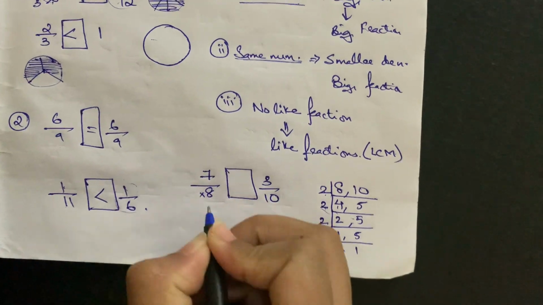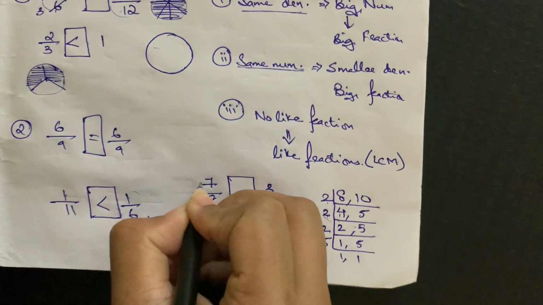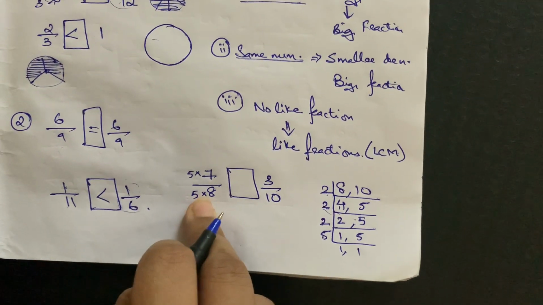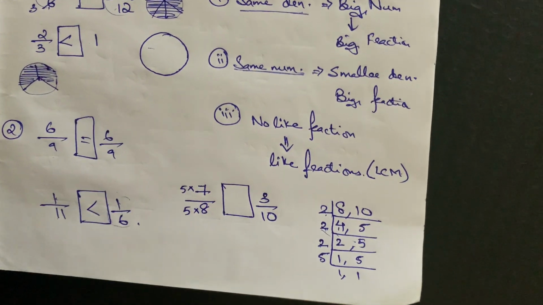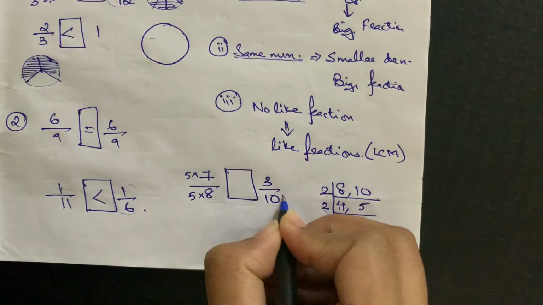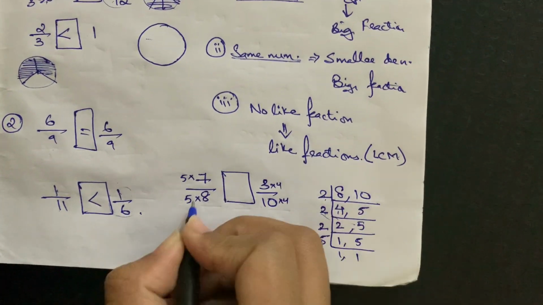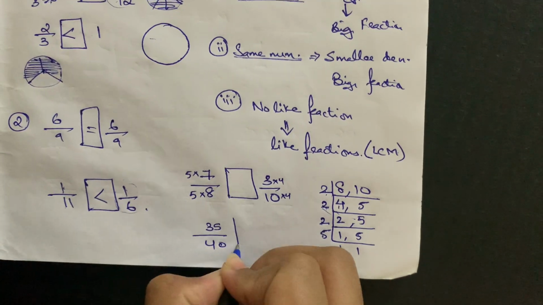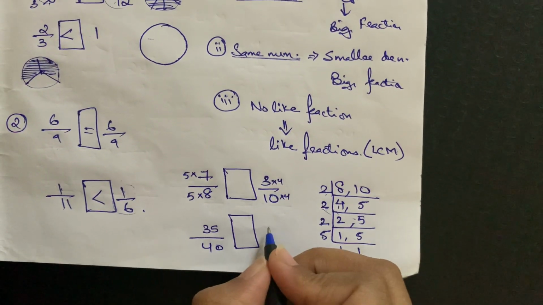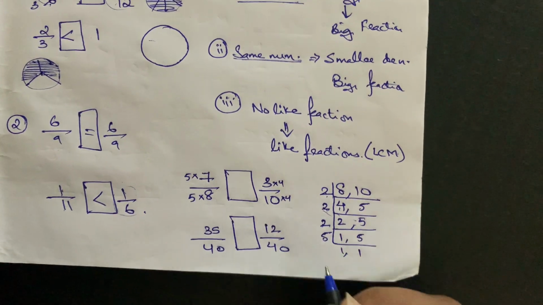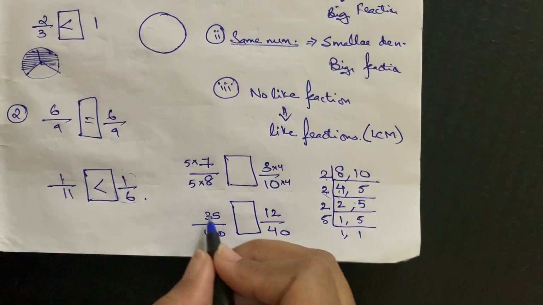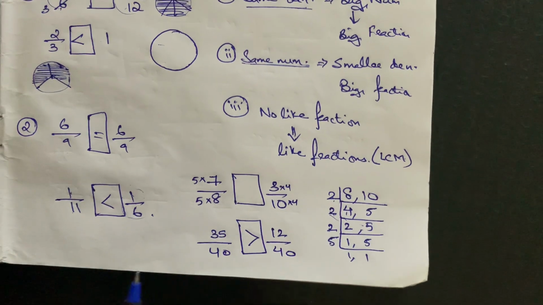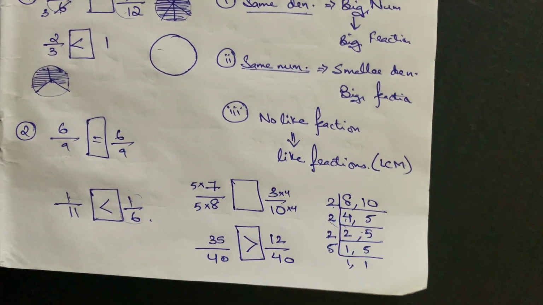To make 8 into 40, I multiply by 5, and the numerator also gets multiplied by 5. Whatever I multiply in the denominator, the same has to be multiplied to the numerator. To make 10 into 40, multiply by 4, and the numerator also multiplies by 4. That becomes 35 upon 40, and 3 4s are 12 upon 40. So which one is bigger? 35 upon 40 is bigger because the numerator is bigger. So 7 by 8 is greater than 3 by 10.